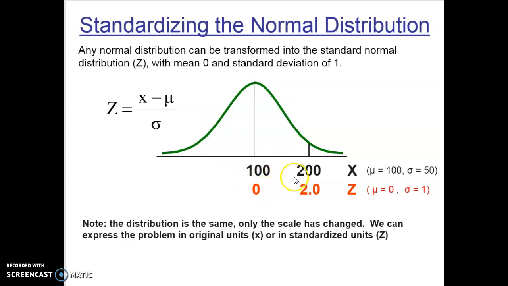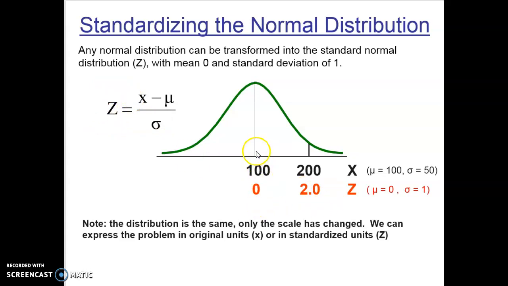And then for 200, that x value, we need to convert that into a z-score. So we plug in 200 as our x value. We then subtract the mean, which we know to be 100. That gives us a 100 difference. And then we divide by the standard deviation, which we assume to be 50 here. So 100 divided by 50 is 2. So we get a z-score of 2.